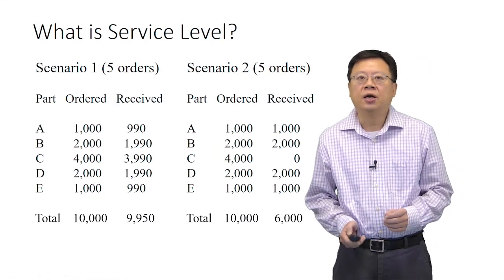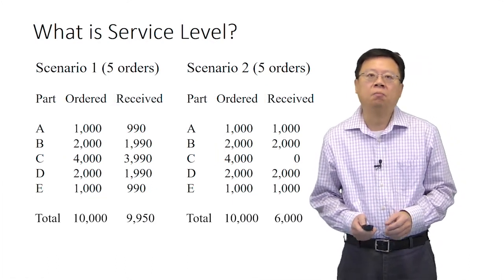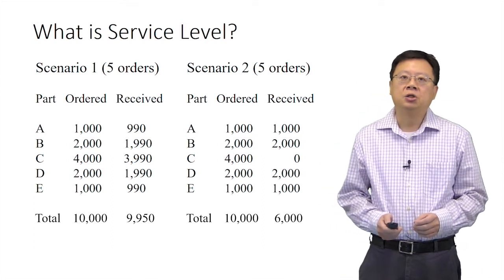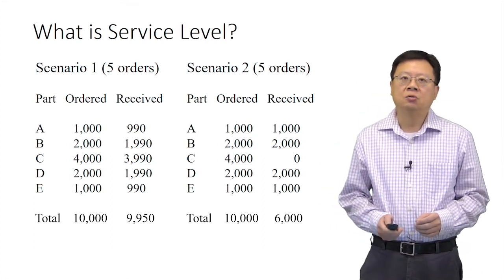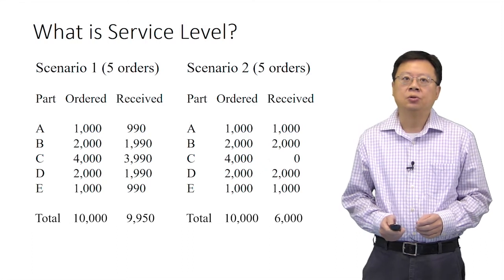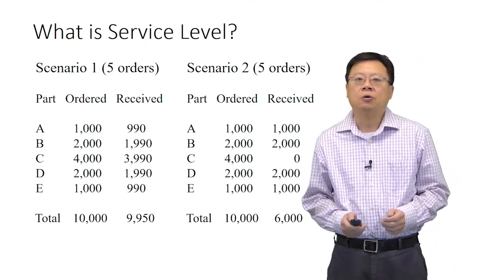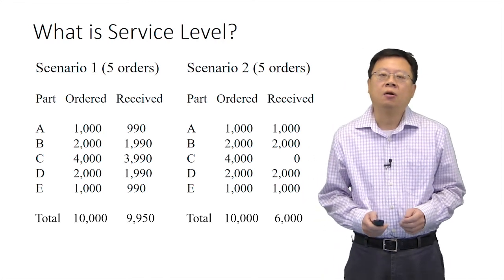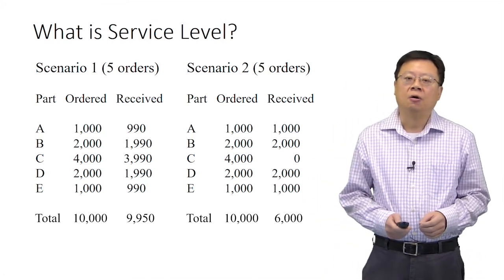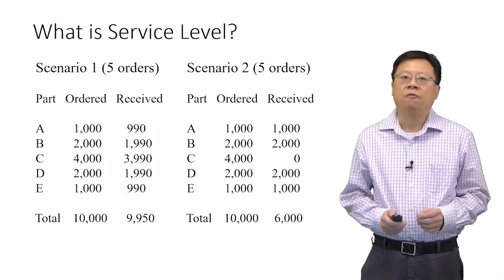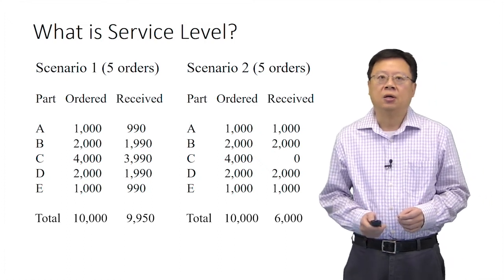Here, you can see more statistics for both scenarios. In total, I ordered 10,000 units for both scenarios, but I did not receive the full amount for both scenarios. For scenario 1, 50 units are short. For scenario 2, 4,000 units are short.